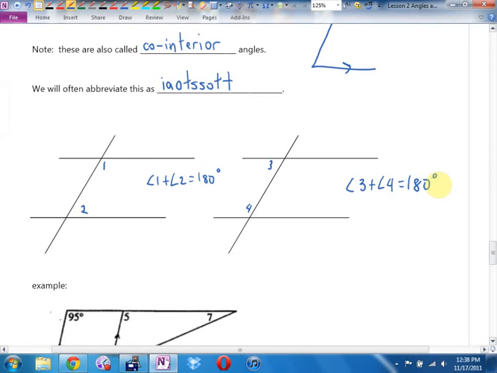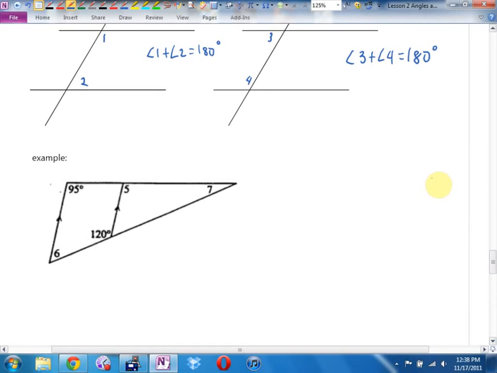Let's look at an example. This one. What angle am I going to find first? Angle 5. So let's write down angle 5 equals. They only gave me two angles. I'm either using the 95 or the 120.